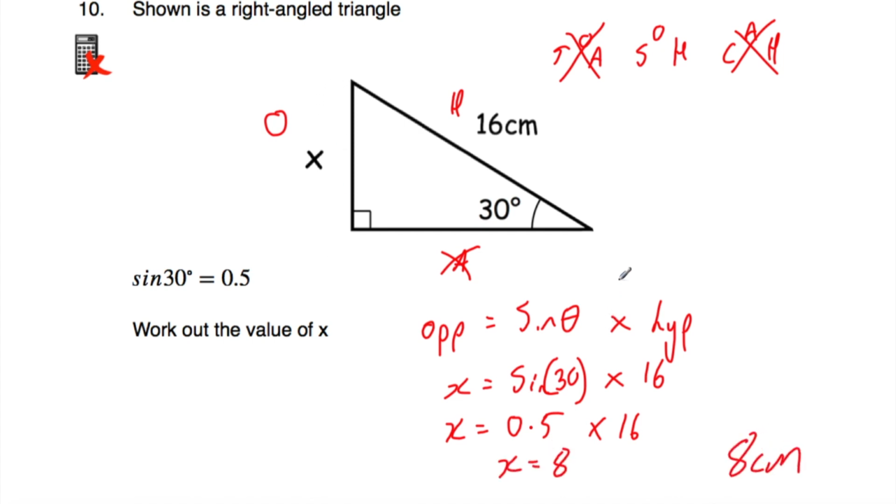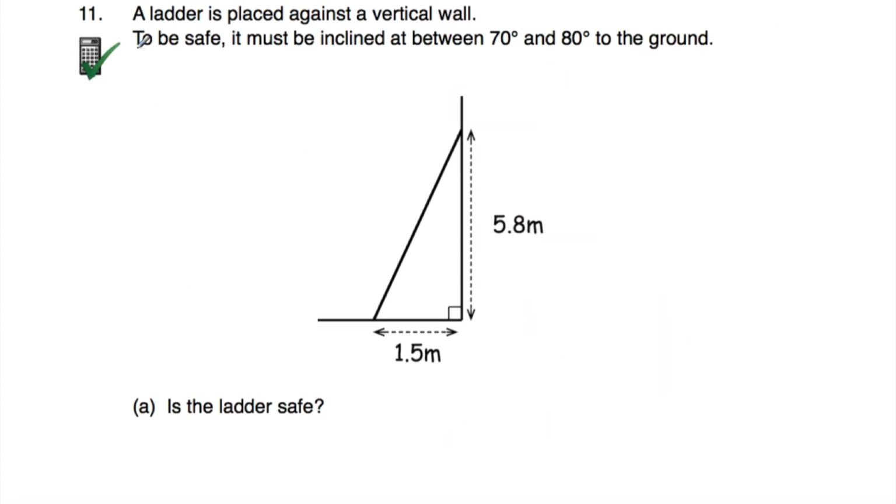And that's it. Okay, so let's have a look at our next question, question number 11. Question number 11 is about a ladder, and you can't have some practice questions on trigonometry without involving some ladders and walls. So we've got a ladder placed against a vertical wall, and to be safe, it must be inclined at between 70 and 80 degrees to the ground.